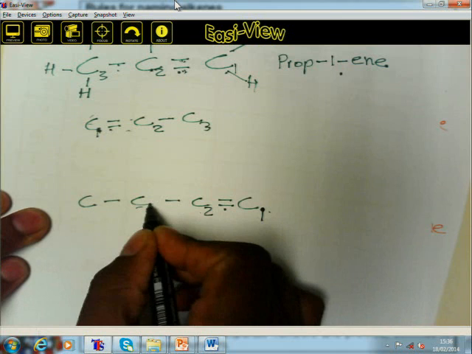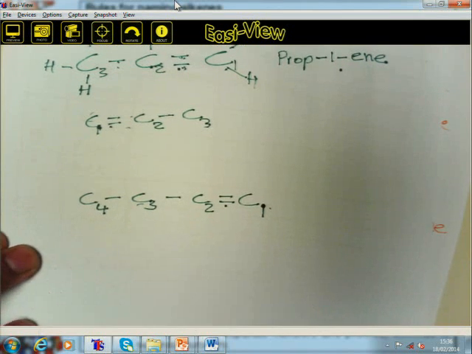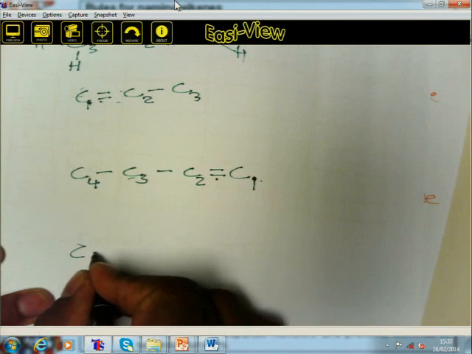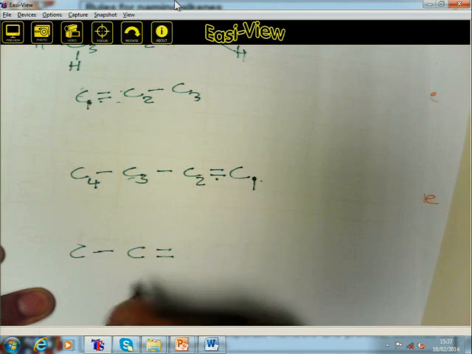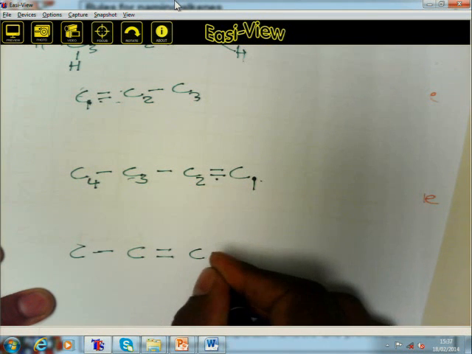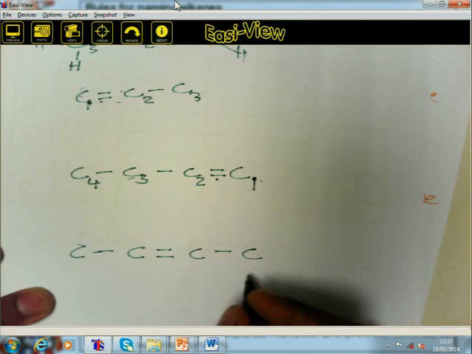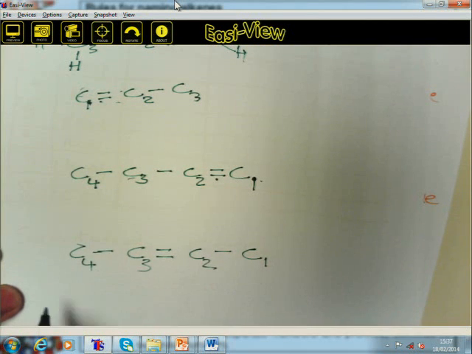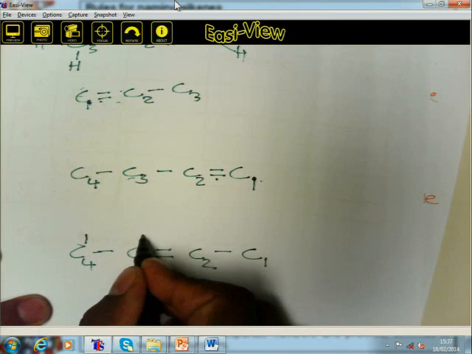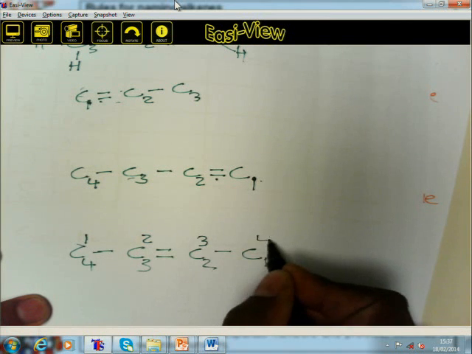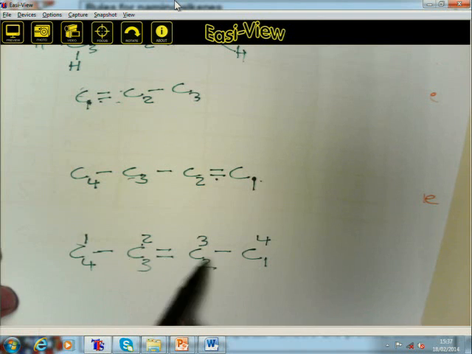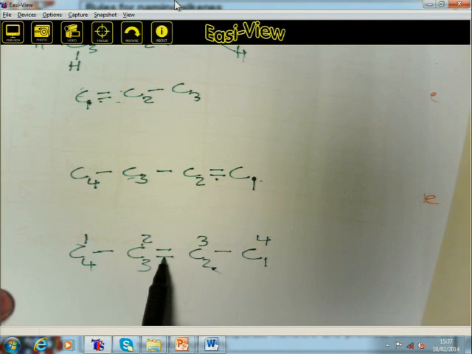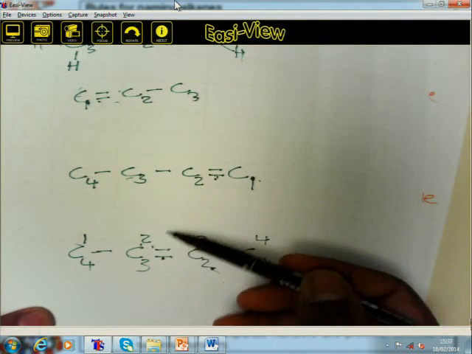1, 2, 3, 4. Let me draw another structure where I'm going to put the double bond there, where I will have 1, 2, 3, 4. Or I can count from this side, 1, 2, 3, 4. So after carbon number 2, I have a double bond. So the names here are not going to be the same.